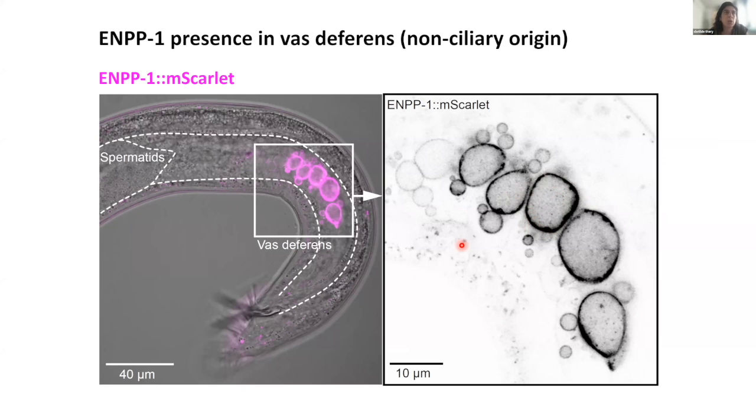And then I had a quick question about the other potential tetraspanins that you would have identified by proteomics, if you had identified other tetraspanins.